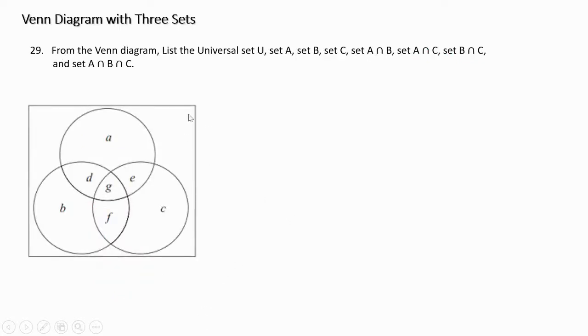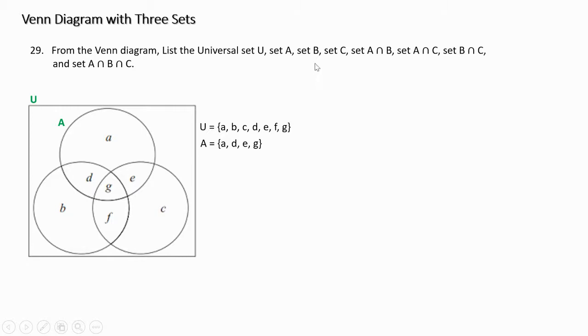Okay, now there are Venn diagrams with 3 sets. From the Venn diagram, list the universal set. I want you to list the universal set U, set A, set B, set C, and the intersection of A and B, intersection of A and C, intersection of B and C, and where they all intersect. Let's start first with the universal set. You have A, B, C, D, E, F, G, so it's going to be A through G. Now set A has A, D, E, G.